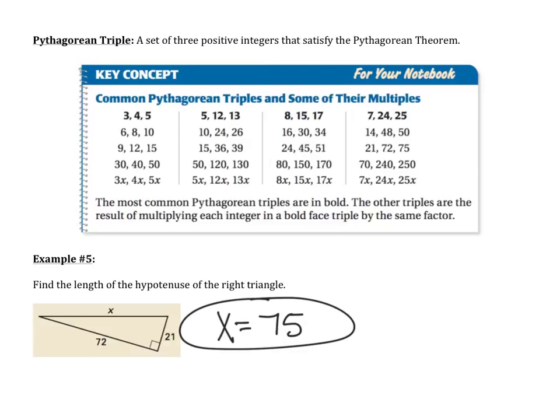I would only be aware of 3, 4, 5s and 5, 12, 13s. Otherwise, you can always just use the Pythagorean theorem to find a missing side. I could have just as easily said 21 squared plus 72 squared is equal to x squared, and then just found that missing side. That's it for this section.